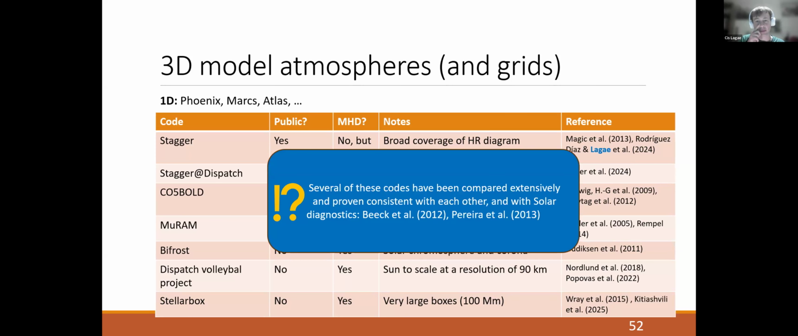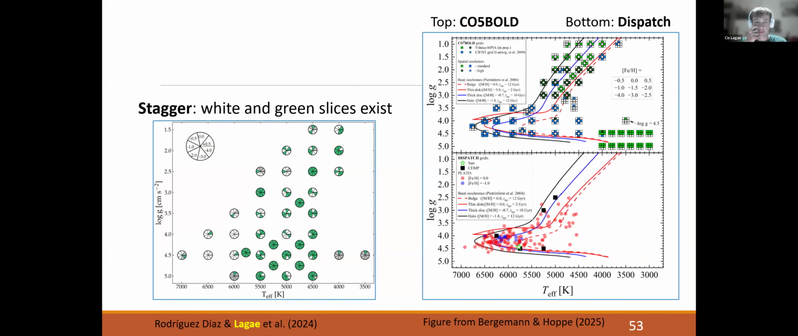Just to note that some of these have been compared before and they're all pretty consistent with each other. You can't do wrong. They've been compared to solar observations, and it really gives confidence that these 3D models are doing the correct thing. They're all showing the same thing. They can reproduce the solar observations pretty well. So we can be confident that they're correct. Small overview of the models that exist. In Stagger on the left and CO5BOLD and Dispatch on the right. There's very broad coverage of the HR diagram. So there's probably something there if you want it. Most of these are HD models though, not MHD.